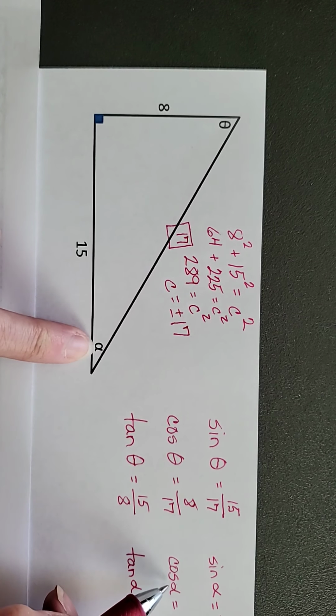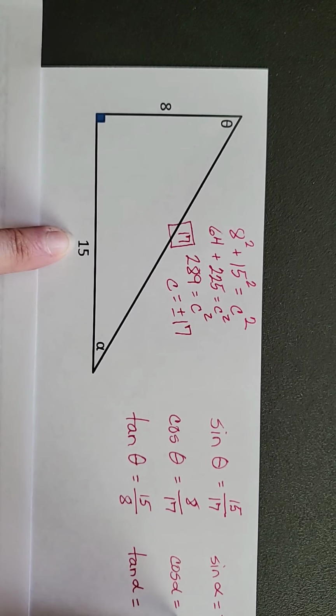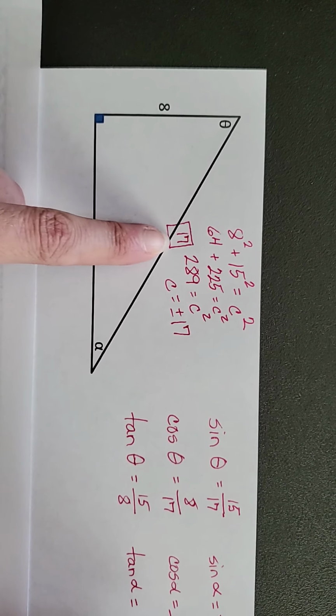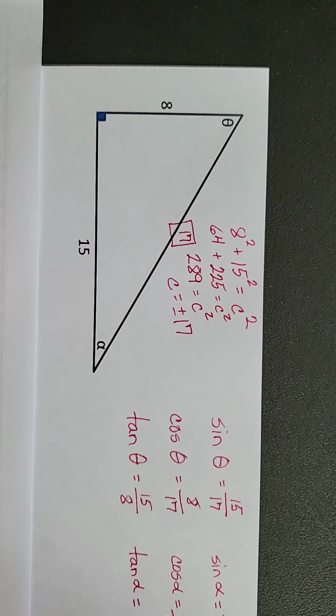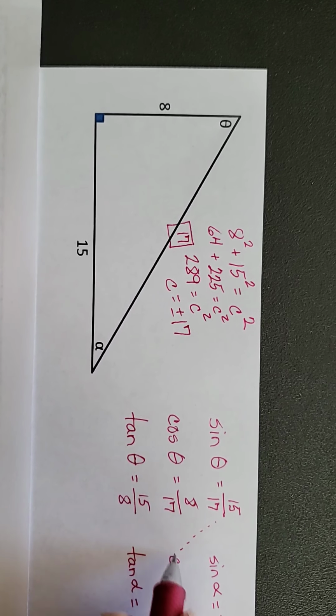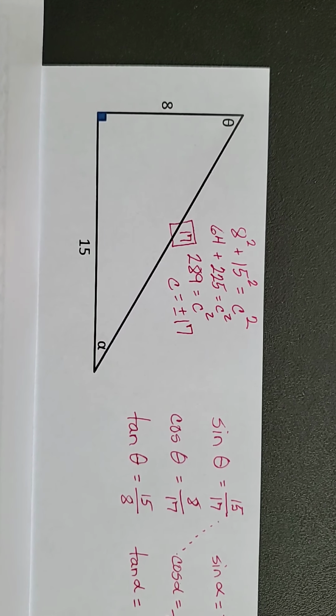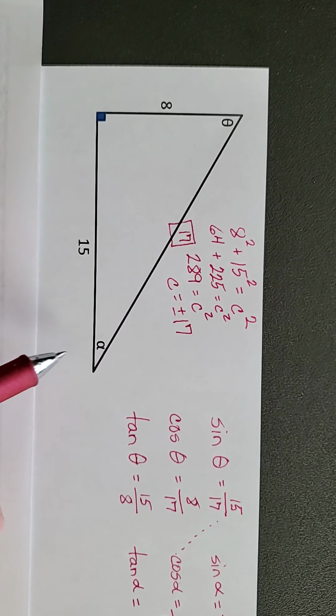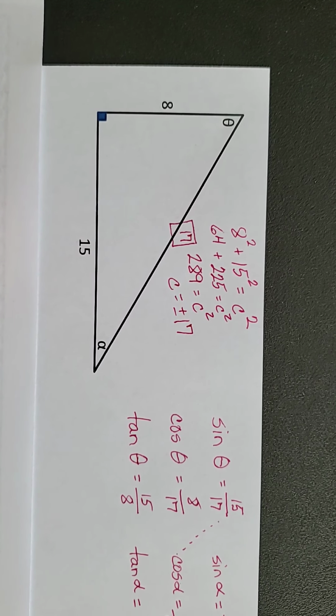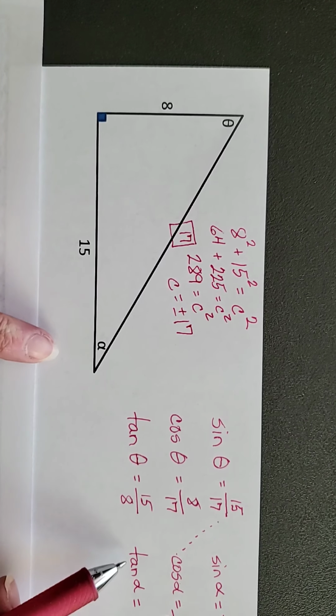Cosine of alpha, adjacent, which is 15 over 17. Notice again this connection right there. The sine of theta was equal to the cosine of alpha. Why is that true? Think about those sides, those opposites and adjacents, and that perspective.